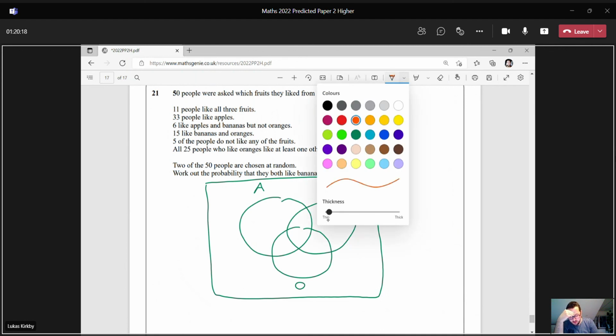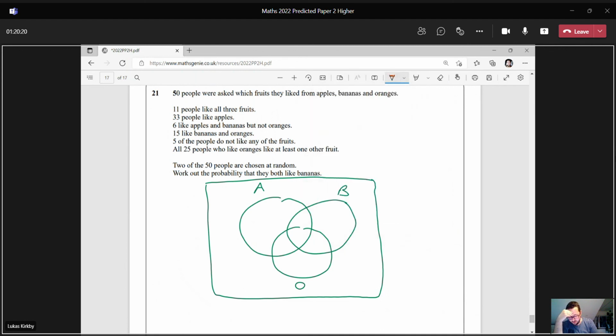Okay, so let's see what we've got here. The first thing is 11 people like all 3 fruits, so 11 is going to go in the middle. Let's cross off the ones that we've used. 33 people like apples. I'll come back to that in a minute because I don't know where that's going to be split between these 3 empty bits here. So let's think about that in a minute.